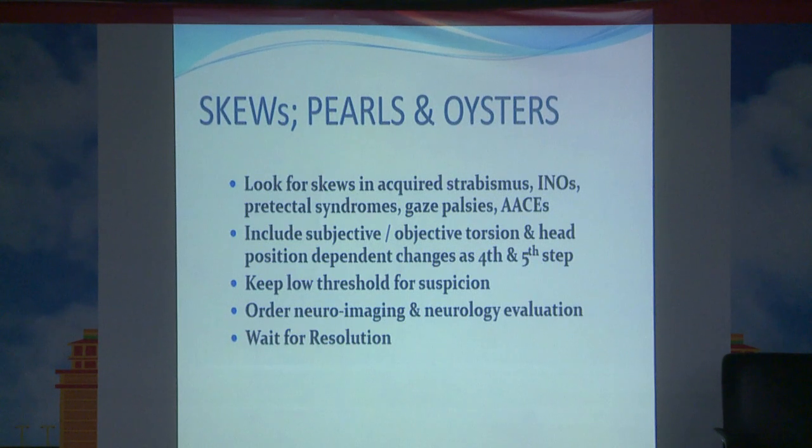So look for skews in acquired strabismus, INOs, pretectal syndromes, gaze palsies, acute acquired comitant esotropias, and include subjective and objective torsion and head position dependent changes as the fourth and fifth step. Very important to look at the subjective torsion in these cases, because that will give you conjugate torsion. So always look at torsion as an additional parameter to evaluate, because we tend to overlook that and we'll end up in difficulty.